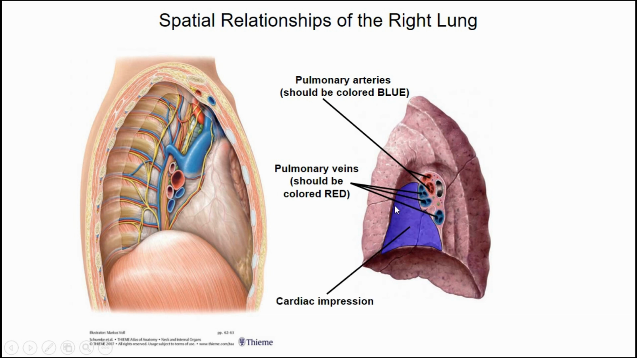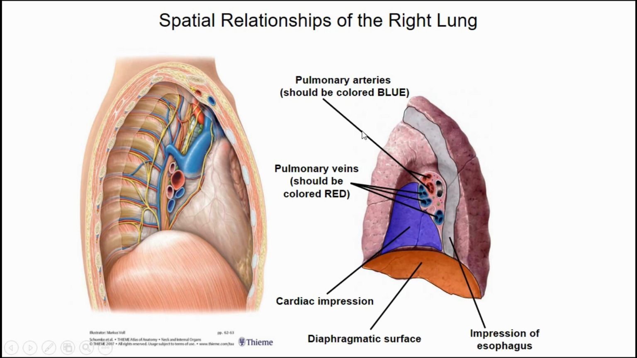And right there, nice big impression for the heart. So the right atrium, maybe a little bit of the right ventricle, right there, making that cardiac impression. The diaphragm is poking upward, and so we have a diaphragmatic surface right there. And nearby, we have the esophagus and the vertebral bodies making an impression on the lung as well.